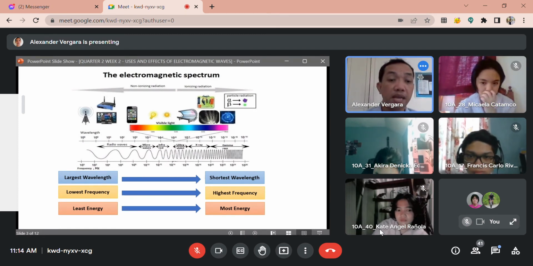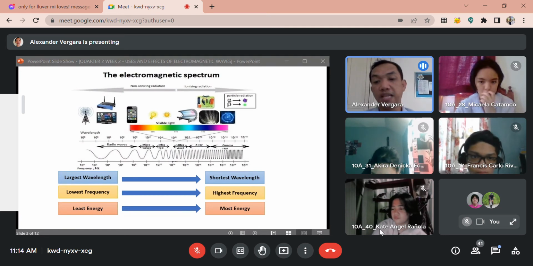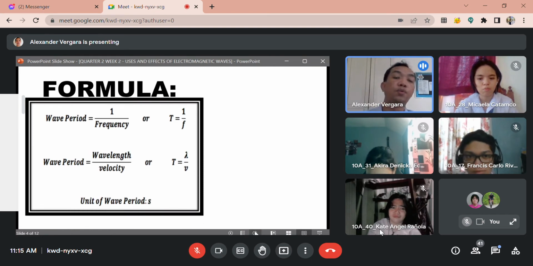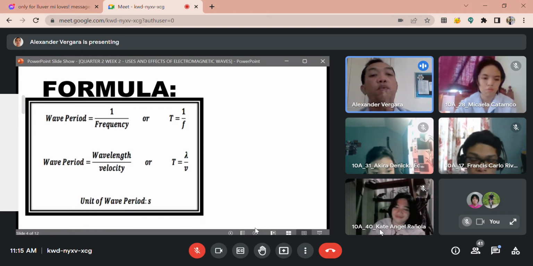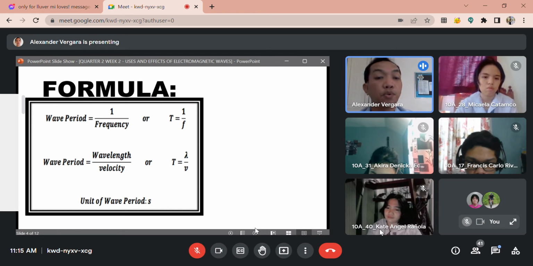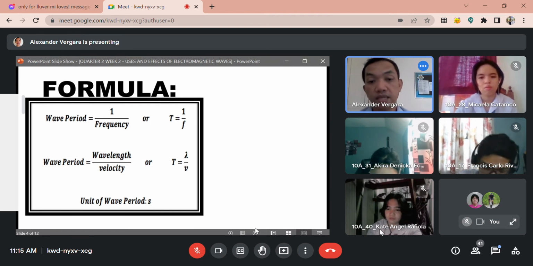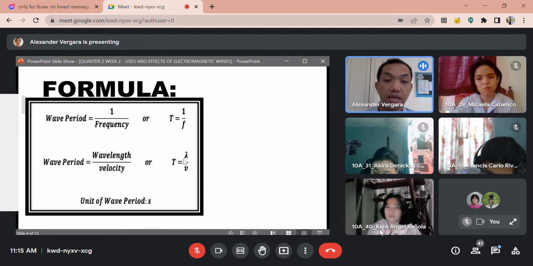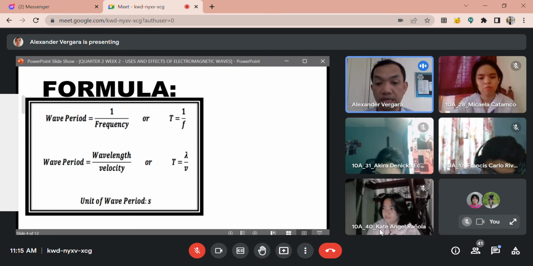So remember, if high frequency, then energy is also high. And if the frequency is low, then energy is low also. Try to remember that. So we have here the formula for the wave period. For the wave period, T is equivalent to 1 over the frequency, or T is equivalent to wavelength over V. And the unit for the wave period is S, or seconds.